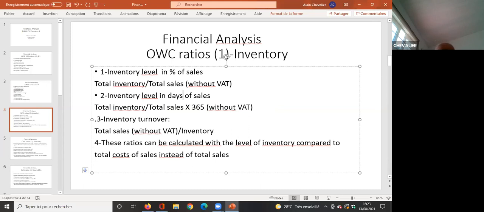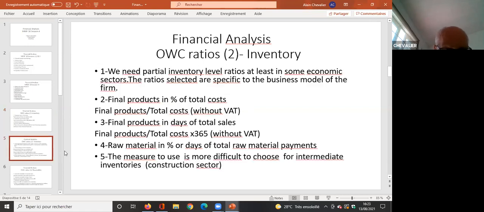And these ratios show a result which can be a percentage or a number of days. That's the two possibilities you have. Okay. Now, a slide which is more complex. And I would say that's where ratios are not very satisfactory. They are not very satisfactory.